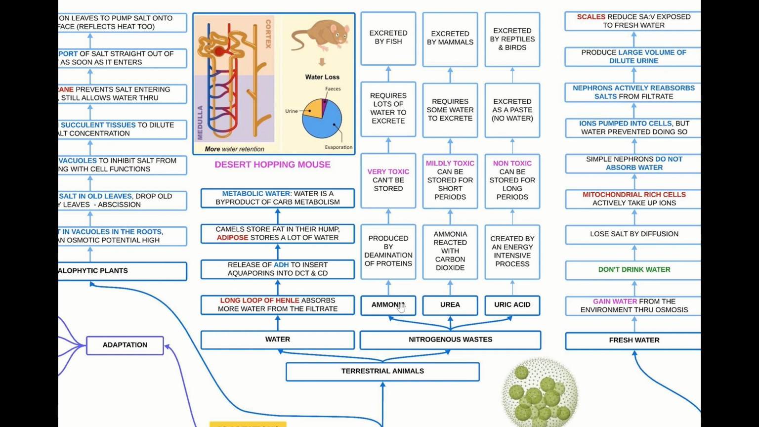First is ammonia, which is very, very toxic. It is produced by the deamination of proteins. As I said, it's very toxic and can't be stored. It requires lots of water to excrete, and it's only excreted by fish, which aren't terrestrial, but you get that.